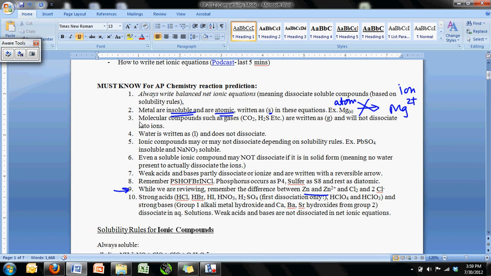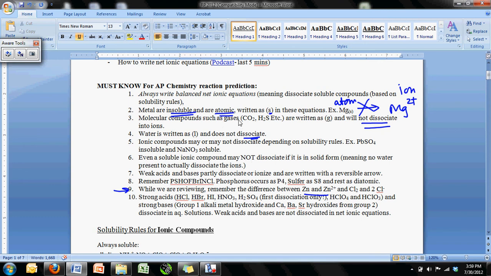The next one, molecular compounds. And remember, how do you identify molecular compounds? By the absence of a metal in it. So any compound that has all non-metals, CO2, H2S, N2O5, SO3, all of these are molecular compounds. They are gases, they are written with (g), and they do not dissociate. Pure water is written with a liquid sign, and it does not dissociate.